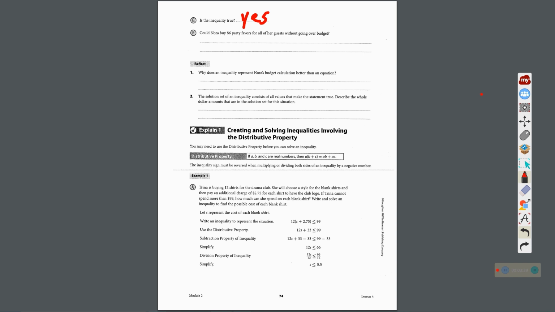Could Nora buy $6 party favors for all of her guests without going over budget? So instead, we're going to replace that C with a 6. Plus the $10 cake. 8 times 6 is 48, plus 10, is that less than or equal to 50? No, she cannot. She would go over budget.